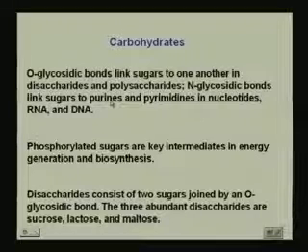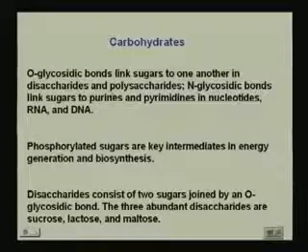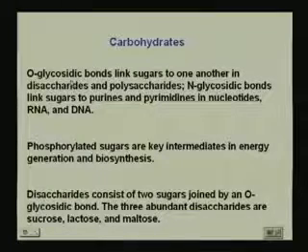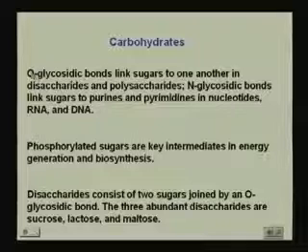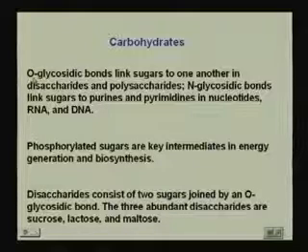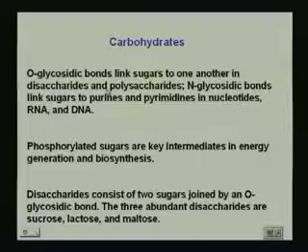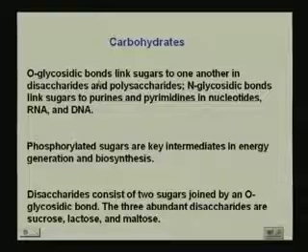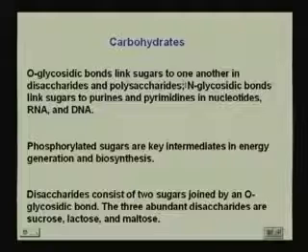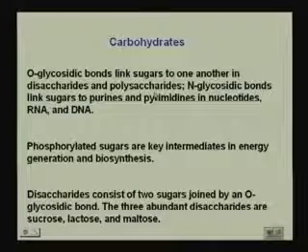Now, what we have here are certain types of bonds that we are going to be looking at. Glycosidic bonds are those bonds that link sugars to one another. Okay. Now, when we consider, say, just glucose linking with another glucose moiety, or glucose linking with galactose or mannose, where we have just O glycosidic linkages, we are going to form disaccharides and polysaccharides. So, the O glycosidic bonds link sugars to one another in disaccharides and polysaccharides.